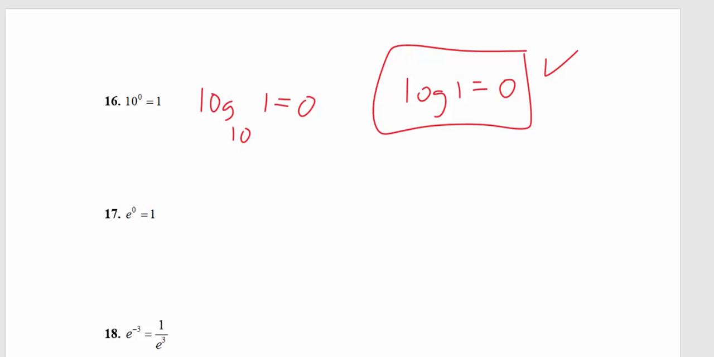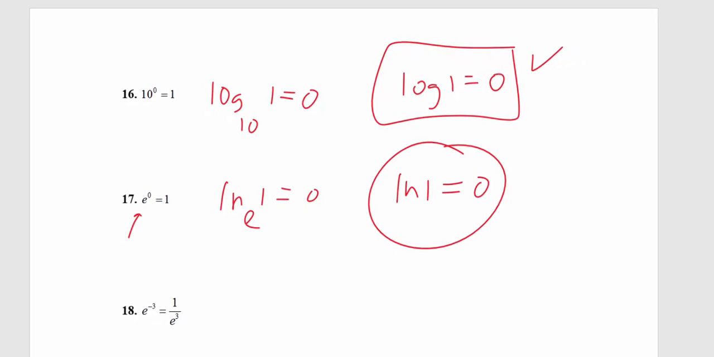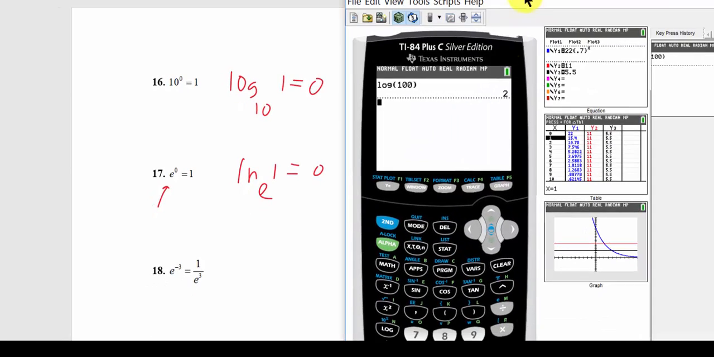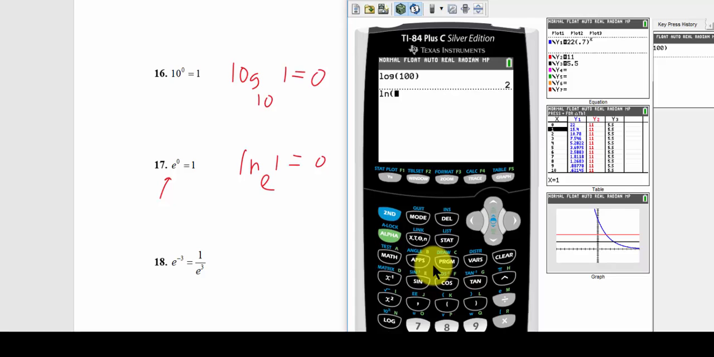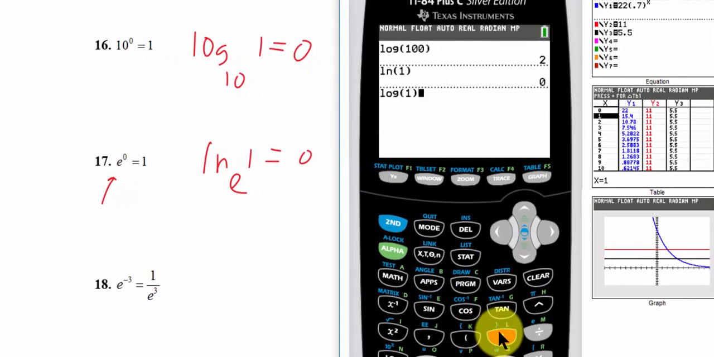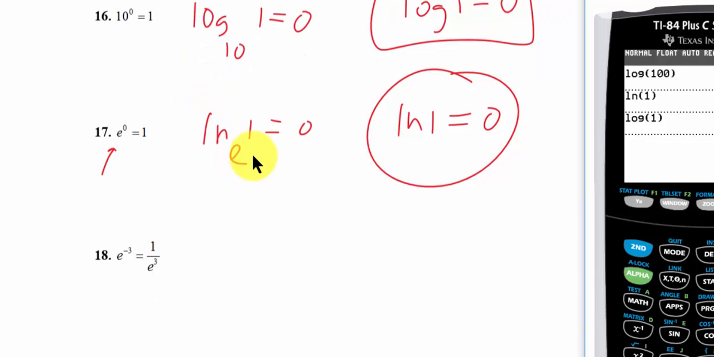If you look at number 17, anytime you see the letter E, you should use the natural log. So ln base E of 1 equals 0. And anytime you use ln, it's understood we're in base E, so you don't actually have to write the E. If I want to verify this with my calculator, I press the ln key, I press number 1, and then I press enter. So the natural log base E of 1 is 0. If I did log base 10 of 1, that's also 0, and we verified that through problems 16 and 17.